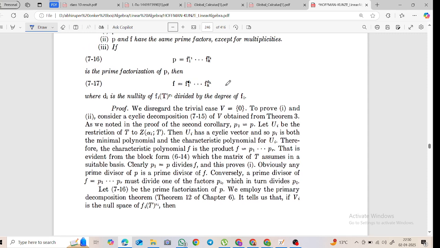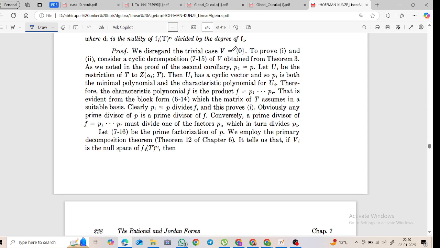Okay, so let's see the proof. We disregard the trivial case. To prove 1 and 2, consider a cyclic decomposition of V obtained from theorem 3. As we noted in the proof of the second corollary, P1 is P. Let Ui be the restriction of T to Z alpha i T. Then Ui has a cyclic vector, and so Pi is both the minimal polynomial and the characteristic polynomial for Ui. Therefore, the characteristic polynomial f is the product P1 to Pr, that is evident from the block form.